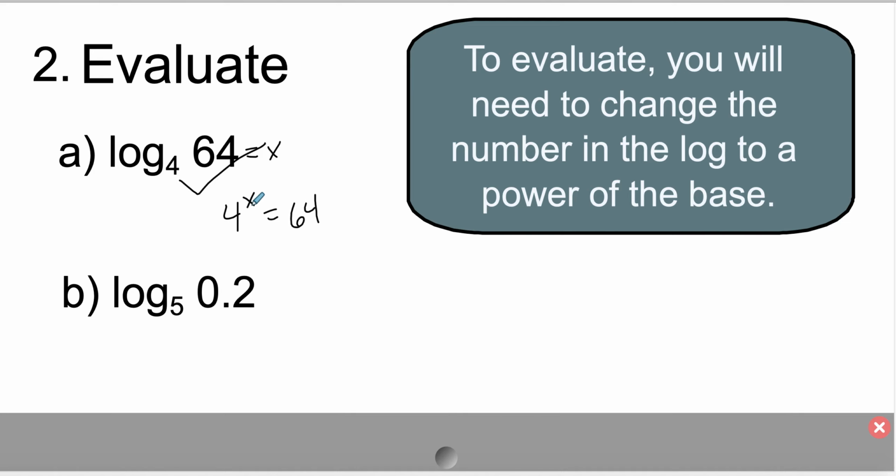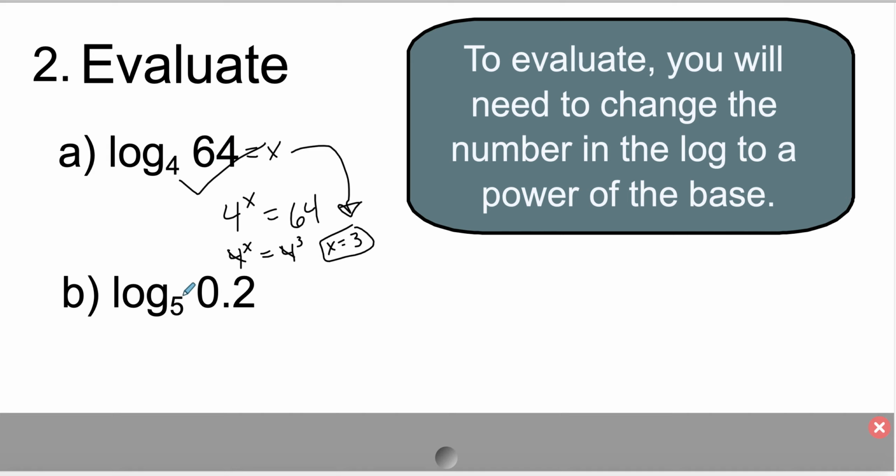And now you can say, well, what power of x is going to get me 64? Or you can do it like we did the last lesson. Okay, we get the same base. 4 to the x equals 4 to the third. You get rid of your 4s, x equals 3. So this logarithm evaluates to a 3. Okay, and again, 4 to what power gets me 64. That's how we evaluate logarithms.